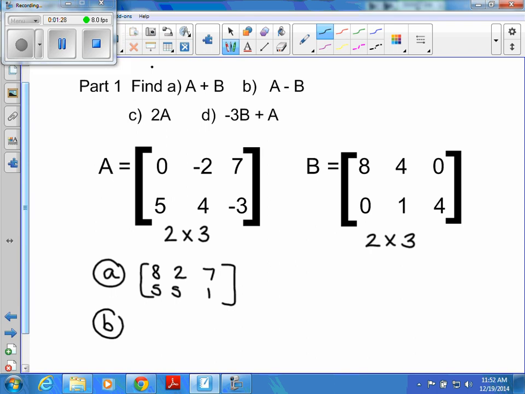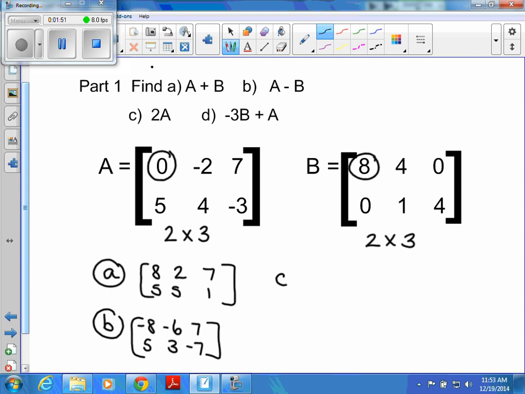If I wanted to subtract these, all you do is take your 0 and subtract it from the 8, which gives you negative 8. Negative 2 minus 4 is negative 6. 7 minus 0 is 7. 5 minus 0 is 5. 4 minus 1 is 3. Negative 3 minus 4 is negative 7.